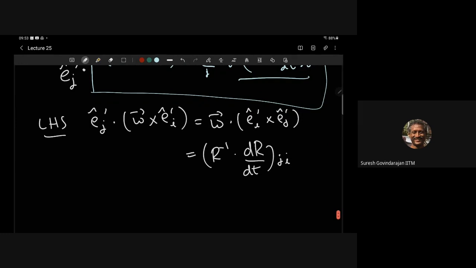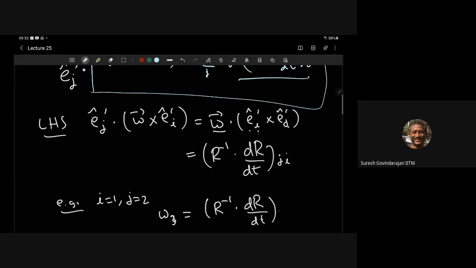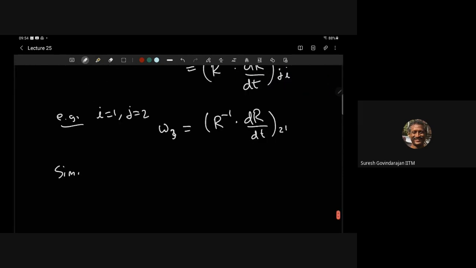So for example, let's say we take i equal to 1 and j equal to 2. Okay, so from here you will get e_1 cross e_2 is e_3, so that will give you omega 3. That will be equal to R inverse dR by dt ji, which is the 2-1 component of this matrix. Similarly, if you take i equal to 3, j equal to 1, that will give you omega 2, and i equal to 2, j equal to 3 will give you omega 1.